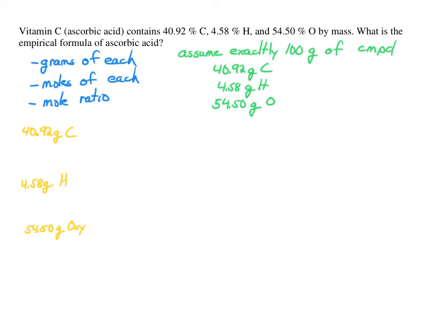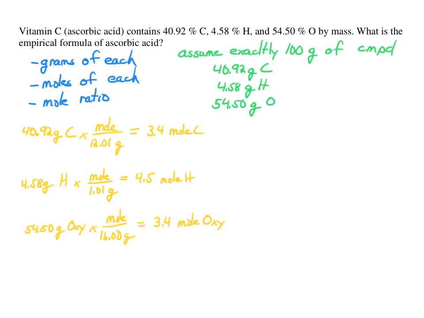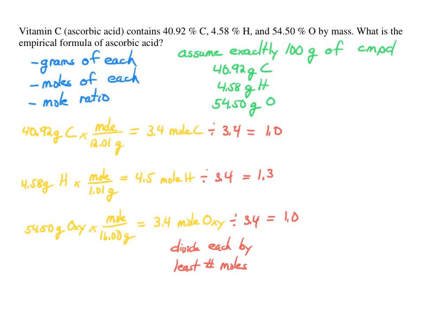Now that we know how many grams of each element we have, we can determine the moles of each by dividing each by its atomic weight. It's not super obvious to me what the mole ratio is, so I'm going to divide each of these numbers by the least number of moles. This gets us to a 1 to 1 1/3 to 1 ratio.